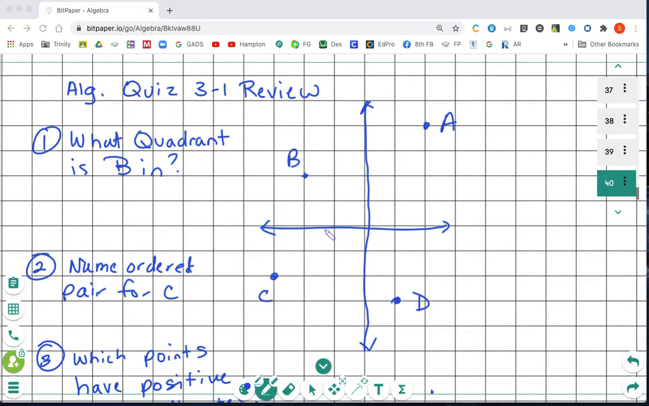Review for quiz 3-1. Copy the coordinate plane in ordered pairs and write the answers to the questions.